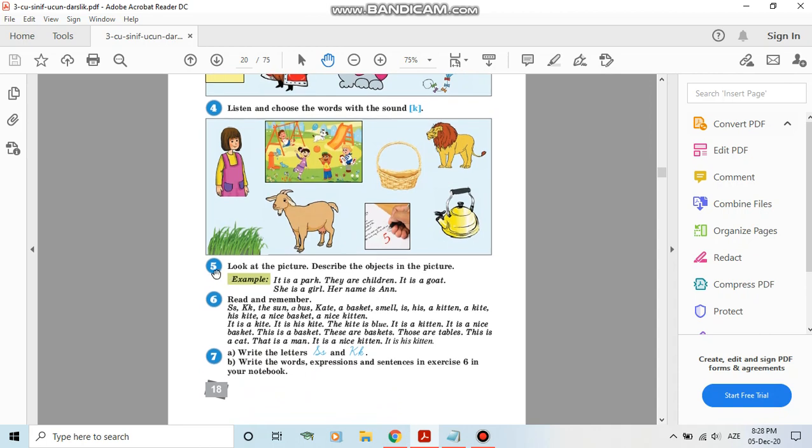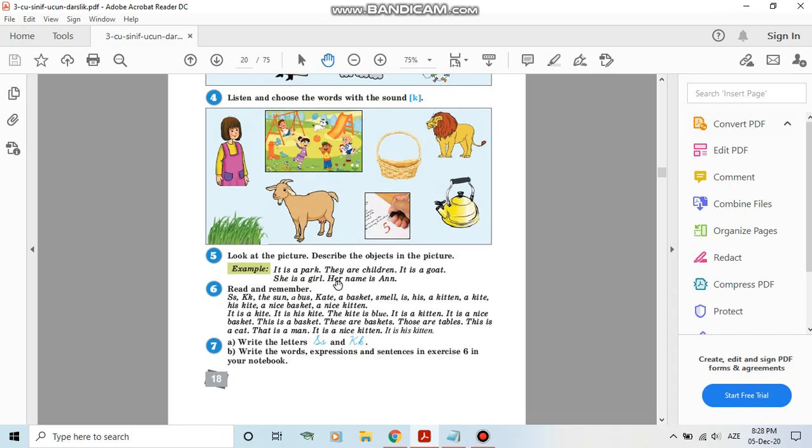Exercise number 5. Look at the picture. Şəkilə baxın. Describe the objects in the picture. Şəkildəki obyektləri təsvir edin. Example. Nümunə. It's a park. Bu parkdır. They are children. Onlar uşaqlardır. It's a goat. Bu keçidir. She is a girl. O qızdır. Her name is Anne. Onun adı Anna'dır. Digər şəkilləri siz özünüz öz sözlərinizlə təsvir edərsiniz.